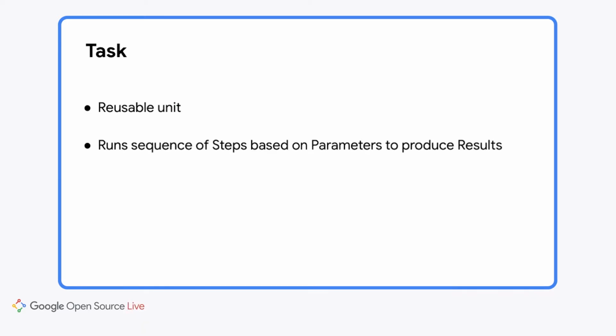Secondly, we have a task. A task is a Kubernetes custom resource of kind Task, and it has to have a name so it can be reused. Therefore, this is a reusable unit of Tekton pipelines. It runs a sequence of steps based on parameters to produce outputs called results, and it's executed in a task run which creates a pod.